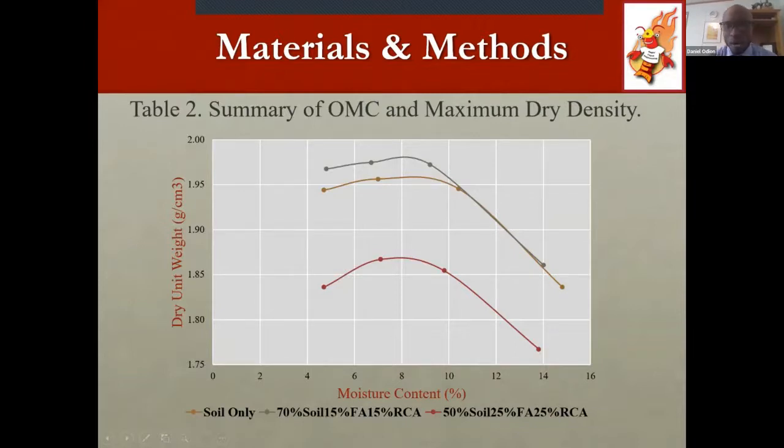Part of our inference from this was that, when we increased the fly ash content, the soil ratio or the soil percentage decreased. And since the soil is actually denser than the fly ash, this led to the decrease in the dry unit weight.